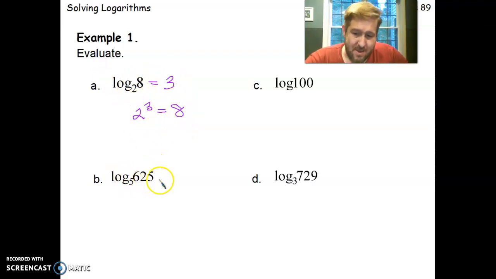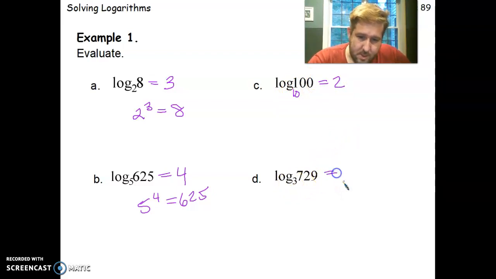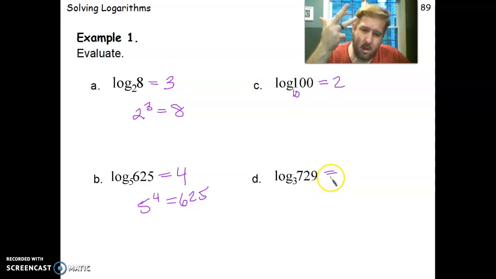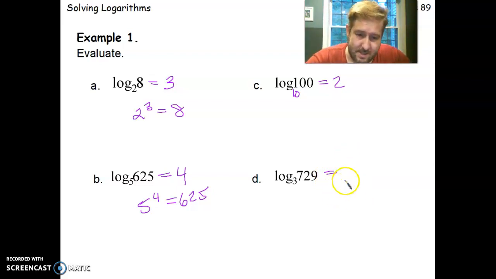What power of 5 is 625? Now, 5, 25, 125, 625, so it's the 4th power, which is the same thing as 5 to the 4th power equals 625. This is common base, which is base 10. Anytime you see no number down here for logarithms, then you know that it's base 10. So 10 to the 2nd power is 100. 3 to the, okay, I'm going to have to work this one out. 3, 9, 27, 81. 81 times 3 is like 243, I want to say, and then it must be 729. So it looks like it's to the 6th power.